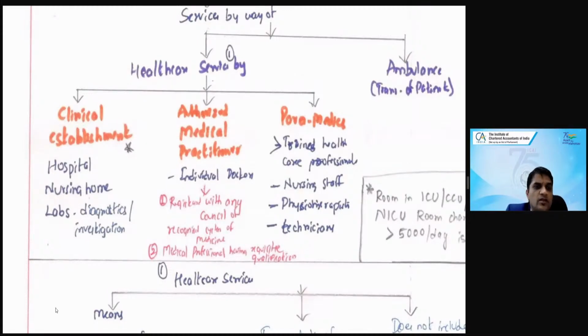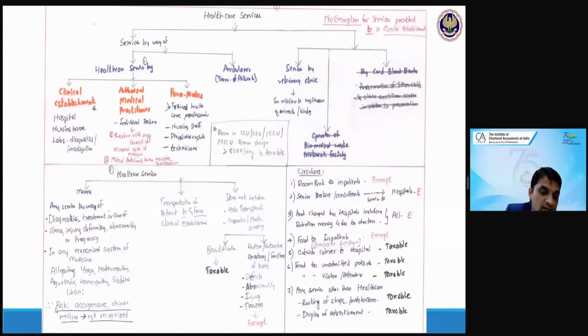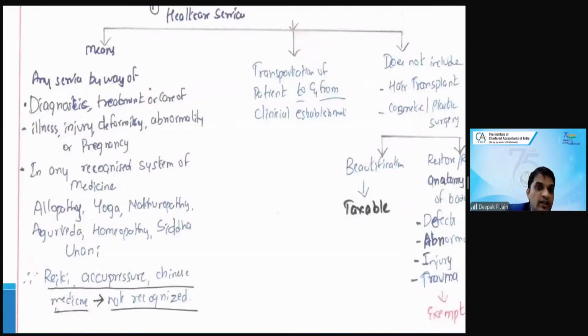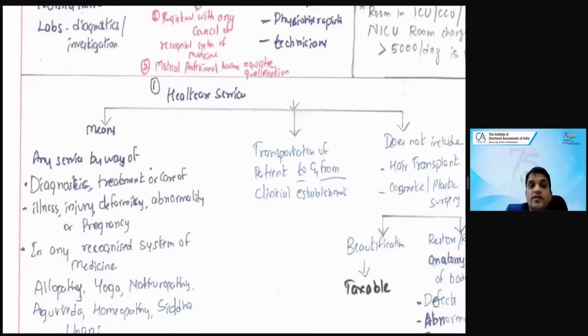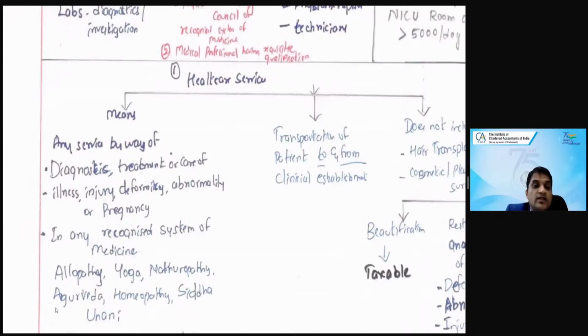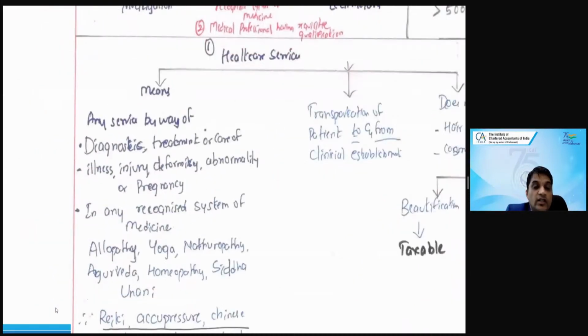Okay. So that was on the clinical establishment, authorized medical practitioner and paramedics. Now, what is the definition of healthcare services? That is also defined. It says that healthcare services means any service relating to diagnostic, treatment, or care of illness, injury, deformity, abnormality, or pregnancy, which means it should be either a clinical establishment or an individual doctor, and they should do service for what?